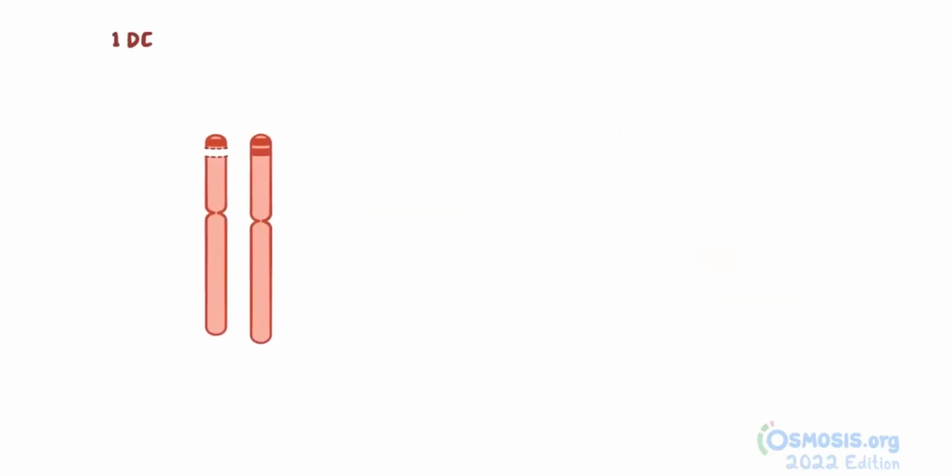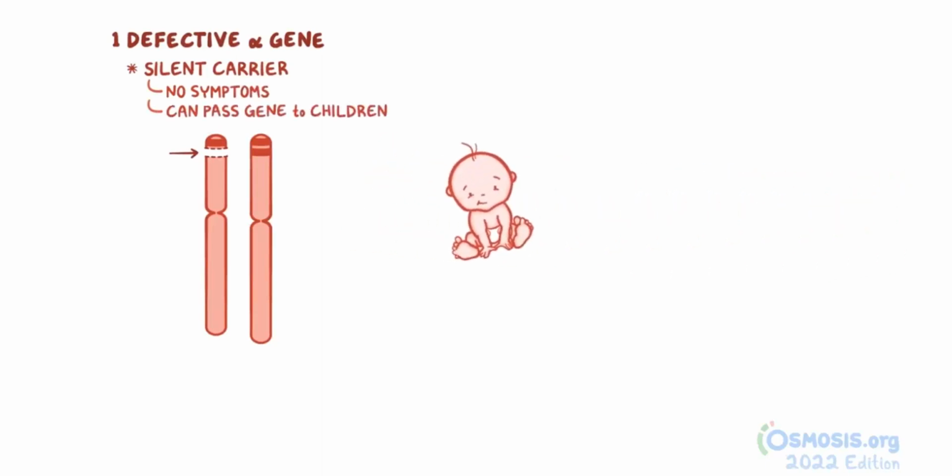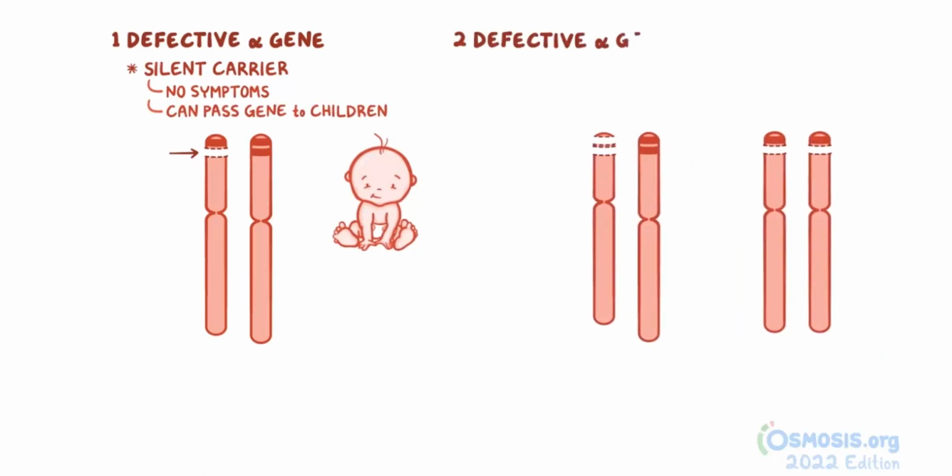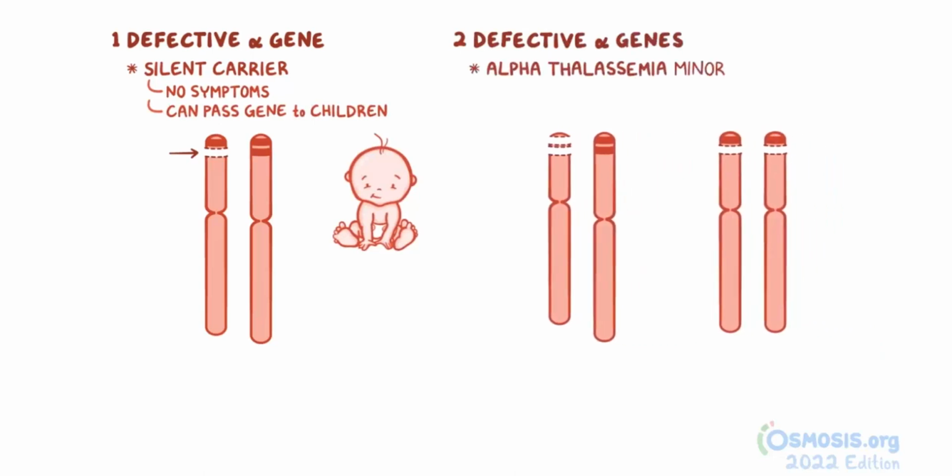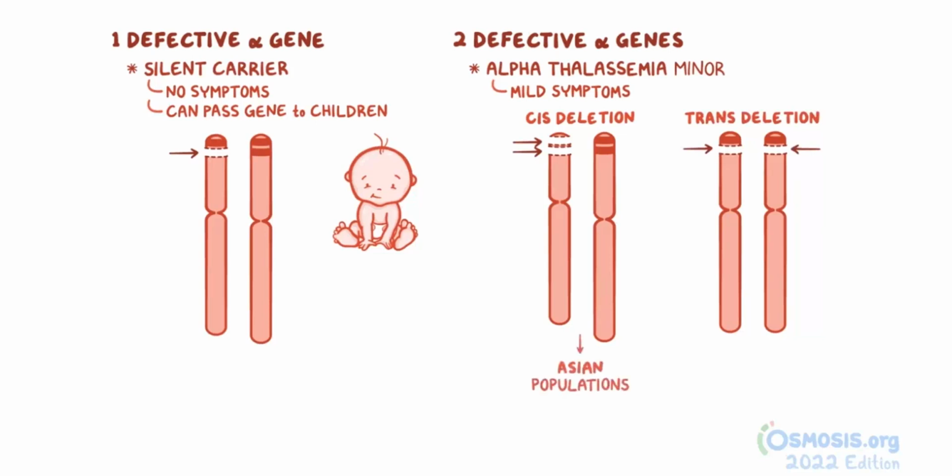If a person has one defective alpha gene, they're called a silent carrier, because they don't have symptoms, but they can still pass the gene on to their children. If a person has 2 defective alpha genes, the person has alpha thalassemia minor, which causes mild symptoms. This can either be caused by a cis deletion, where mutated genes are on the same chromosome, or a trans deletion, when the mutated genes are on 2 different chromosomes. Cis deletion variants are more prevalent in Asian populations, whereas trans deletion variants are more prevalent in African populations.